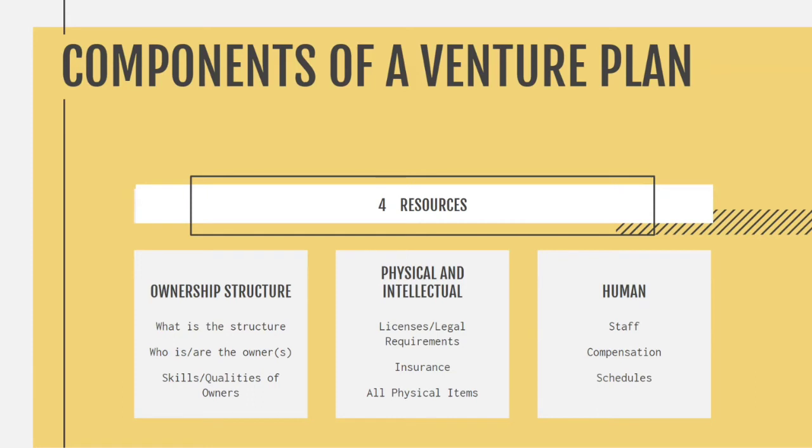Are you buying land or are you going to rent it? Building? Are you going to rent it? Do you need vehicles? Do you need equipment? Do you need tables and chairs? Literally a list of everything that you are going to need to make your business successful.